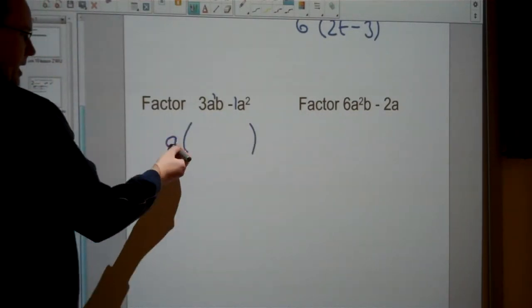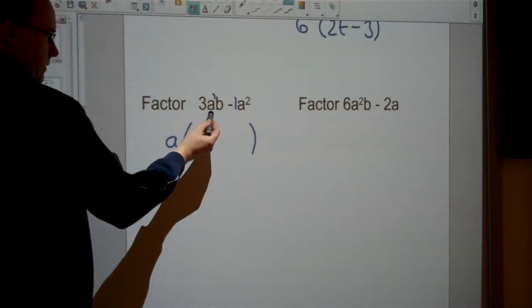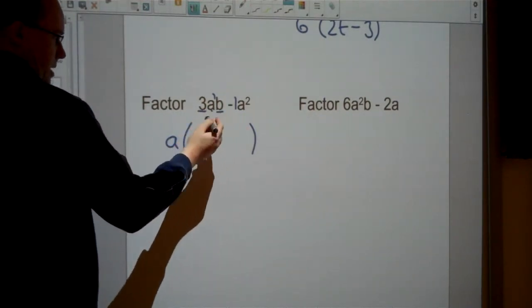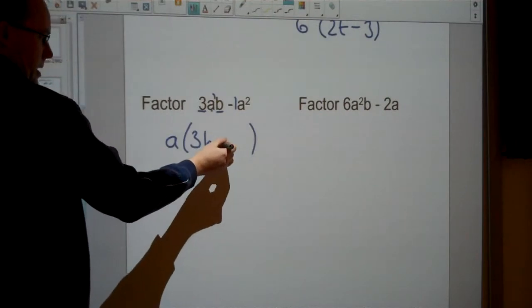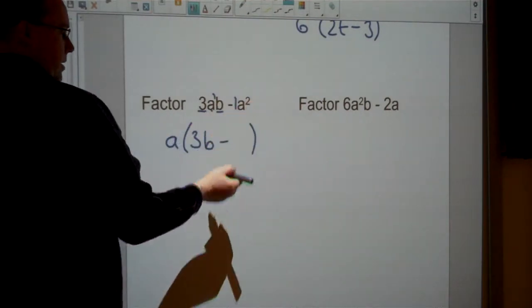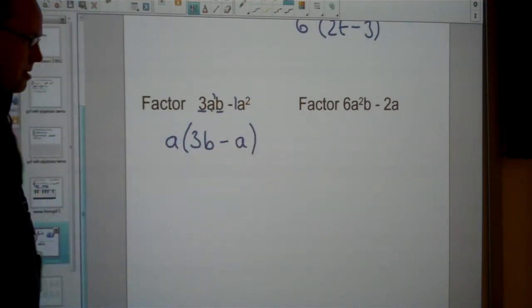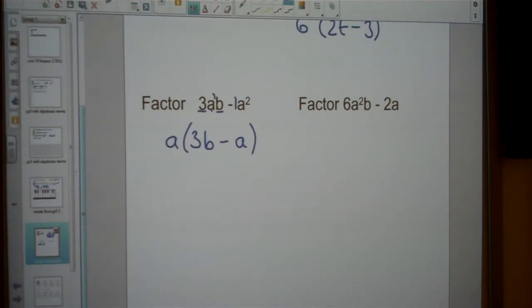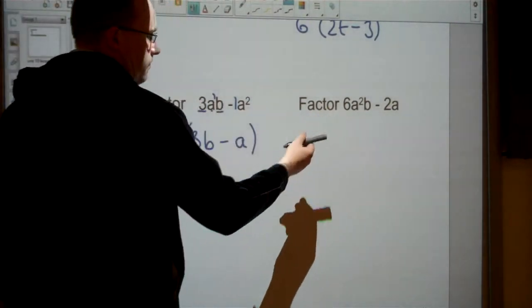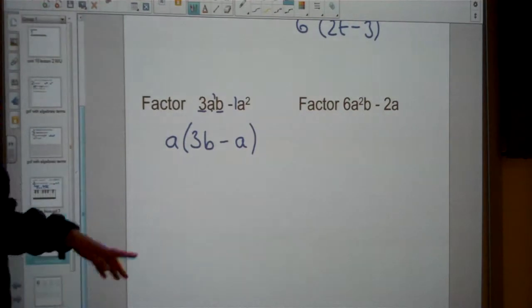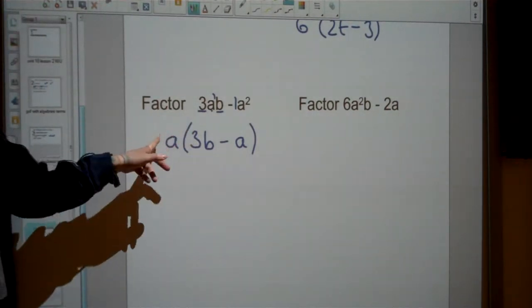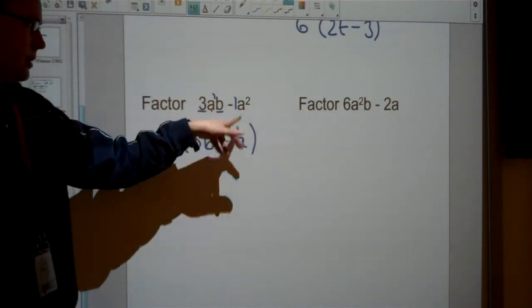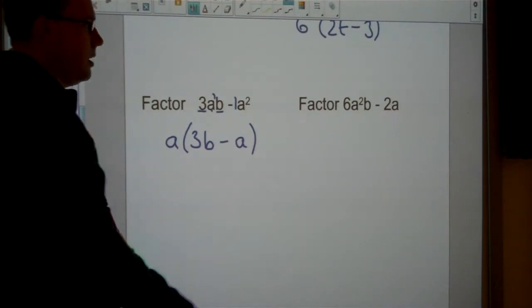Now, what do I need to multiply A by to give me 3AB? Well, I already have the A. What I don't have is a 3 and a B. So I need that. What do I times A by to get A squared? A times A is A squared. That's one of the factors we should know. You can also check these answers by distributing as well, which people are normally pretty good at. Is this times this, this? Is this times this, this? So make sure you do that little check as well.